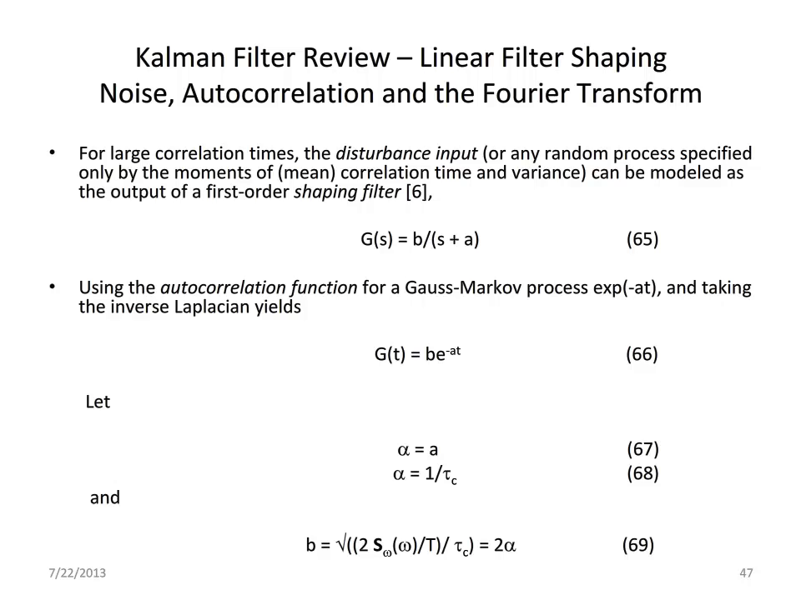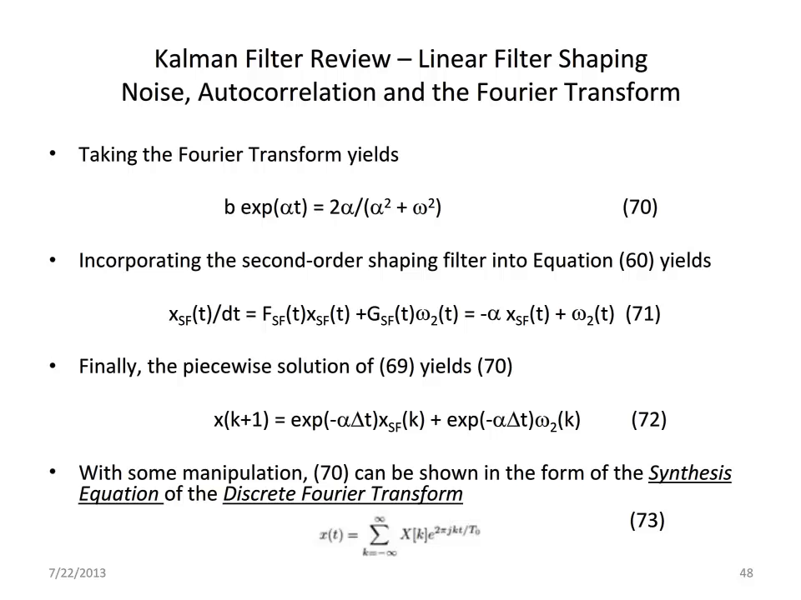We'll make another change of variable. This time it converts the state space model into a model for a linear dynamic system in continuous time. Then we get the general form of a first order differential equation in 57 for the shaping filter we've discussed. You can take this first order differential equation and get equation 58 for the shaping filter.